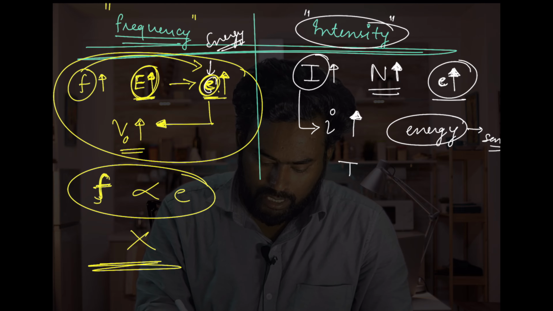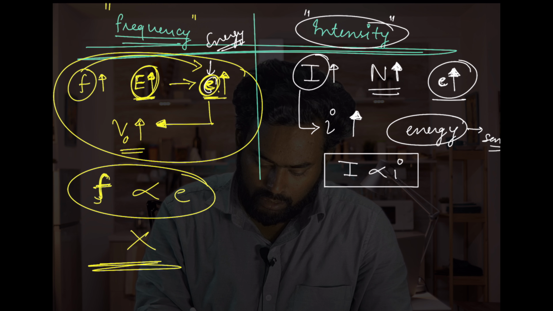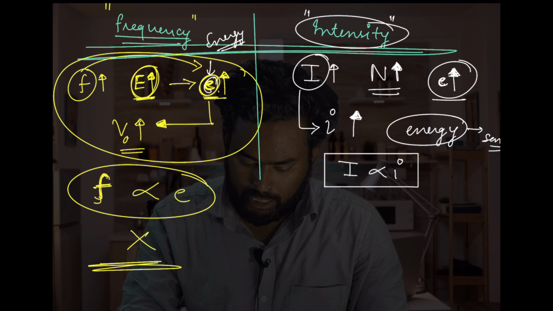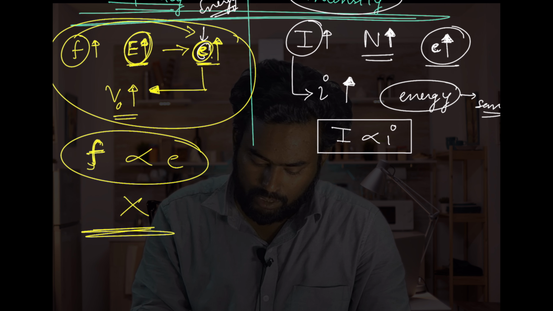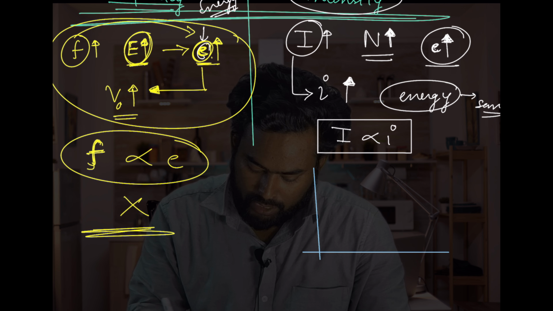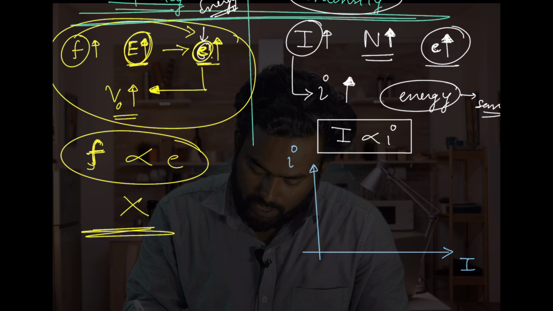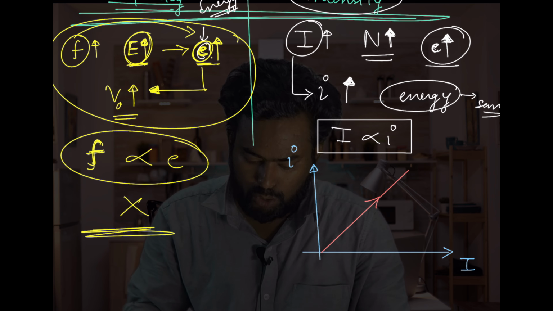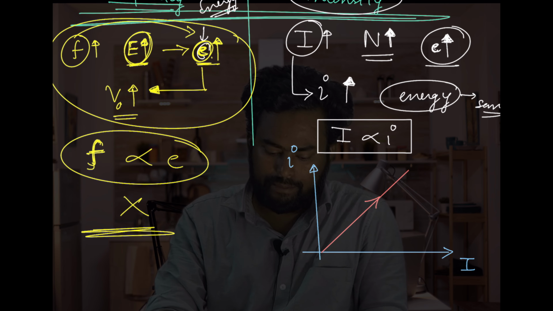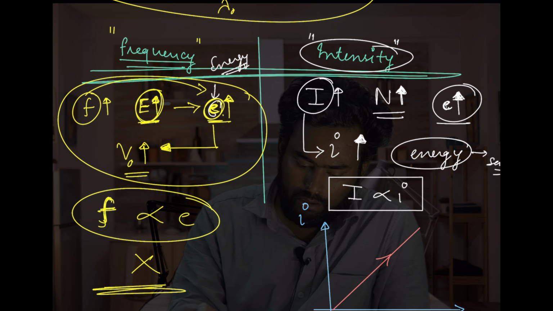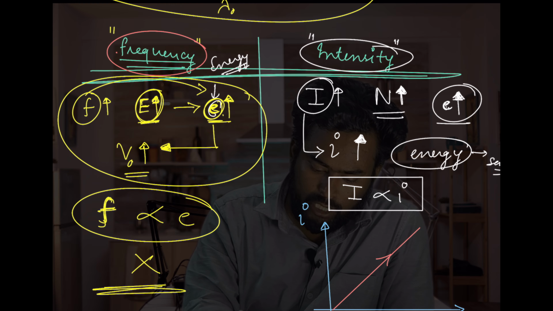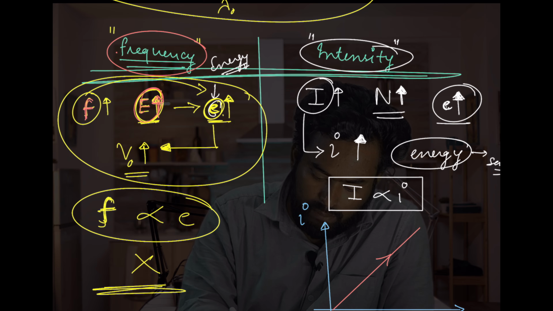Here we can say that there is a direct relation of intensity with current. Direct relation of intensity with current. Intensity is proportional to what? Current. So if I draw the graph of current versus intensity, it will be a straight line passing through origin. Clear? Okay.